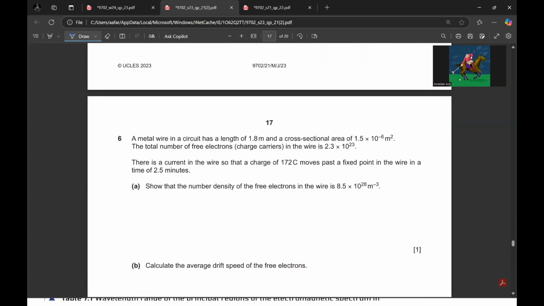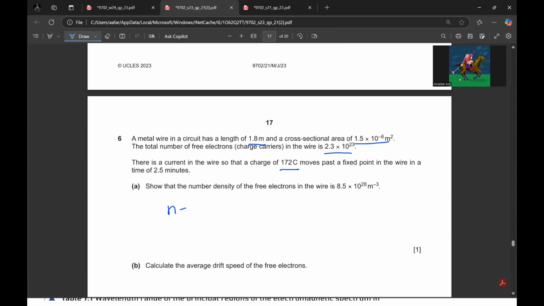Metal wire in a circuit has a length of 1.8 meter and a cross-sectional area of this. Total number of free electrons in the wire is this. There is a current in the wire, so that a charge of 172 coulombs moves past a fixed point in the wire in a time of 2.5 minutes. Show that the number density of the free electrons in the wire is 8.5.